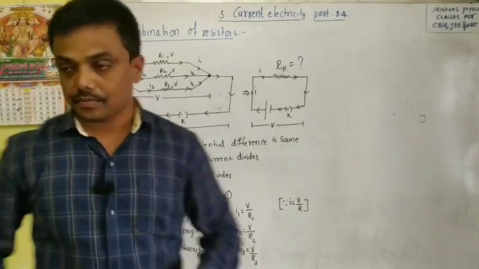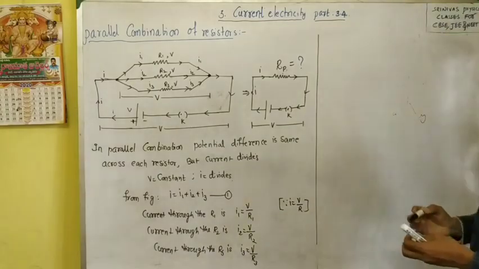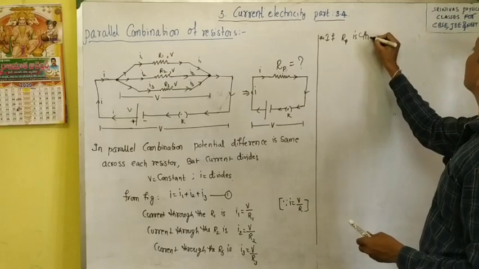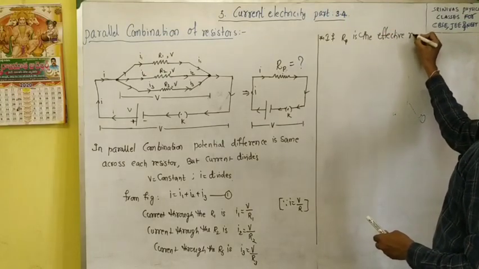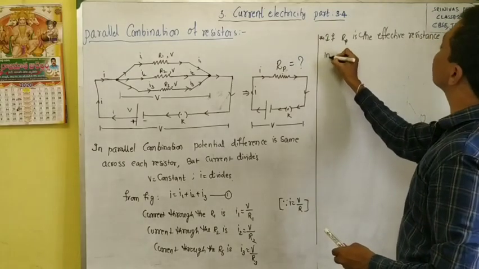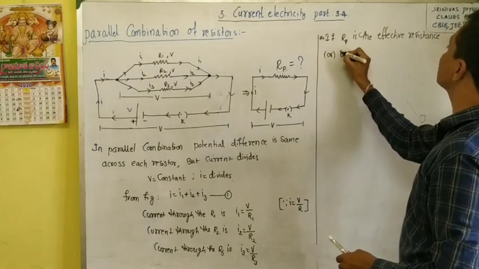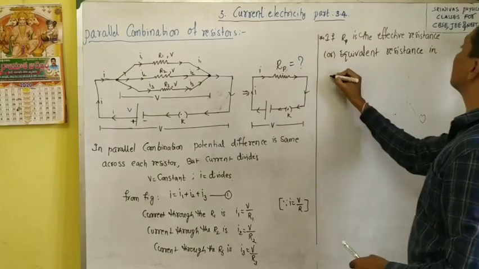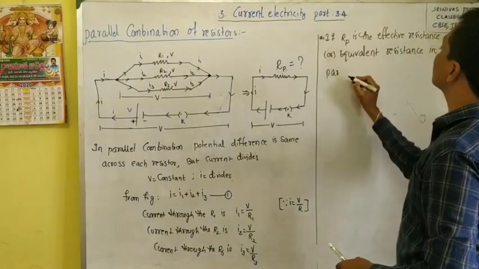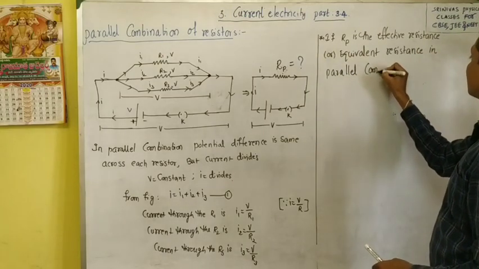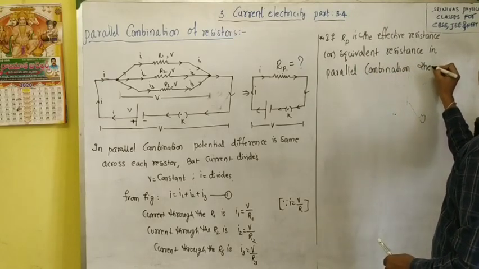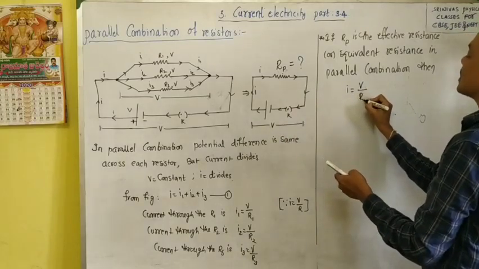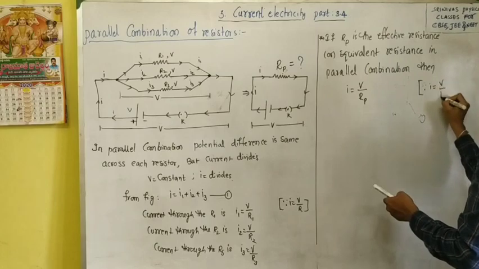Okay. Now, if these three resistors act as one resistor, that resistance is Rp. Rp is the effective resistance, also said to be the equivalent resistance, in parallel combination. Rp, with suffix P. Then, according to Ohm's law, for the total resistance, the total current is I, the total potential difference is V, and the total resistance is Rp. So according to Ohm's law, we write I is equal to V by Rp.